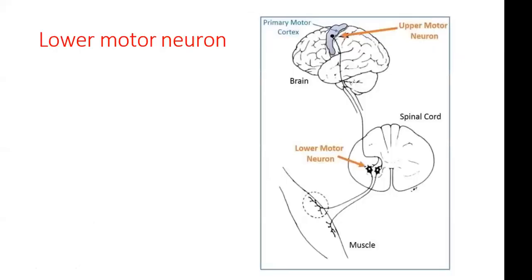Now, say for example, you get a lower motor neuron type syndrome. Lower motor neuron is very, very important. What is the lower motor neuron? Starting from the anterior horn cell to the muscle.